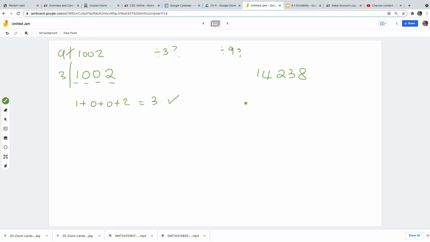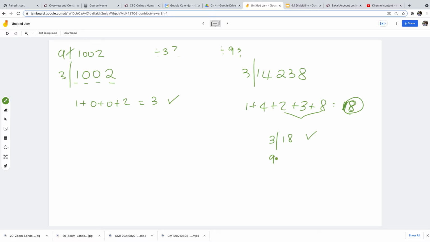Let's do the same thing here: 1 plus 4 plus 2 plus 3 plus 8. I'm going to pair up comparable numbers. 2 and 8 is 10, and we have 1, 4, 5, and 3. So altogether, it's 18. The sum of the digits is 18. Does 3 divide 18? Yes. Then it is divisible by 3.